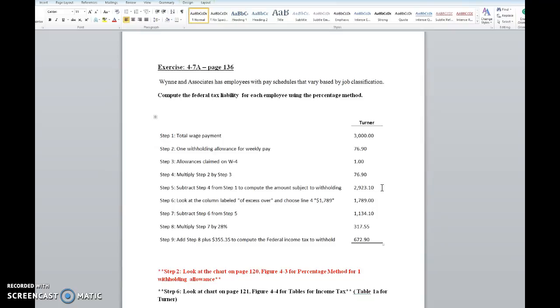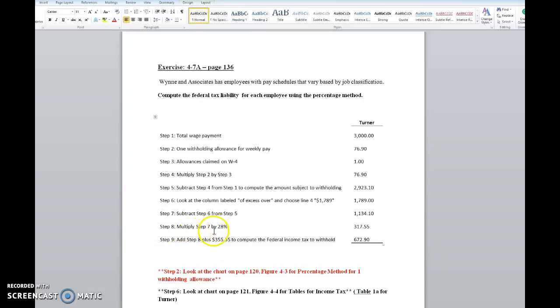Now, then we need to look at the column labeled excess over and choose line 4, which is $1,789. And this chart, remember, is found on page 121 in your book. We're going to look at table 1A. We're going to subtract step 6 from step 5 to give us a total of $1,134.10.